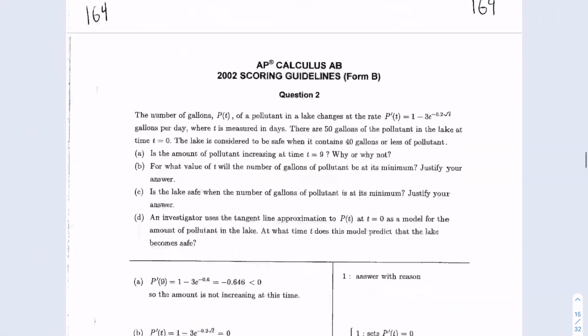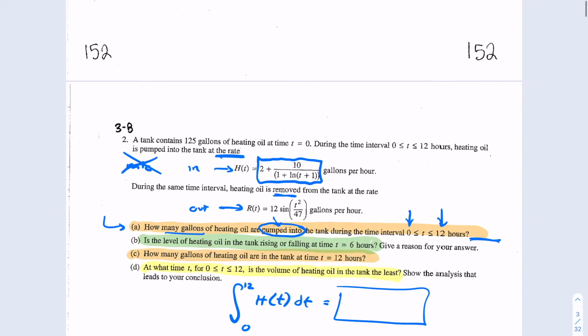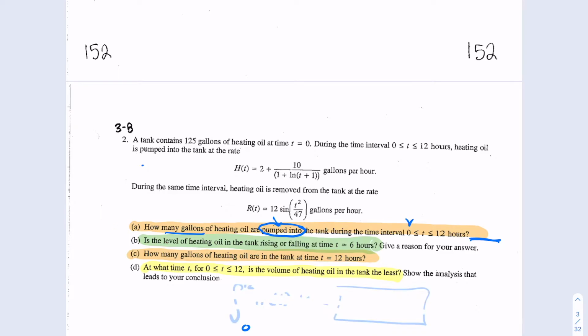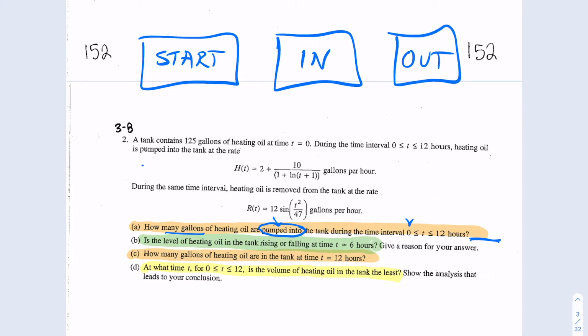Okay, so this is one problem that I want to go over because this really sets the tone on how well you understand the problem, okay? Take a look at part C, okay? So 3 things are always happening in these accumulation problems. You have an amount that you start with. You have a rate at which things are going in, and then you have a rate at which things are going out, okay? In part A, we're wondering how many gallons are being pumped into the tank.